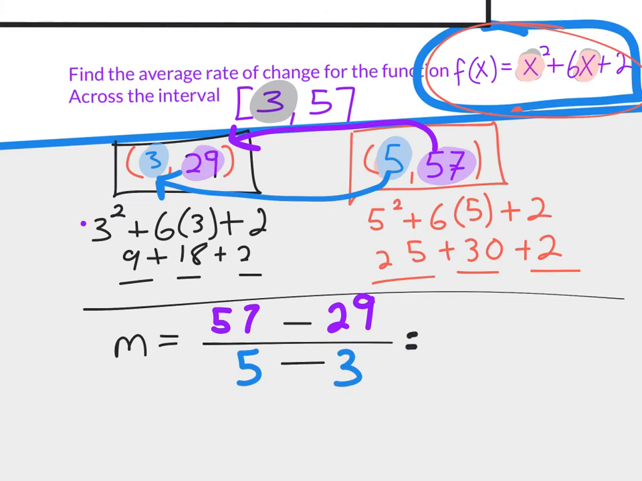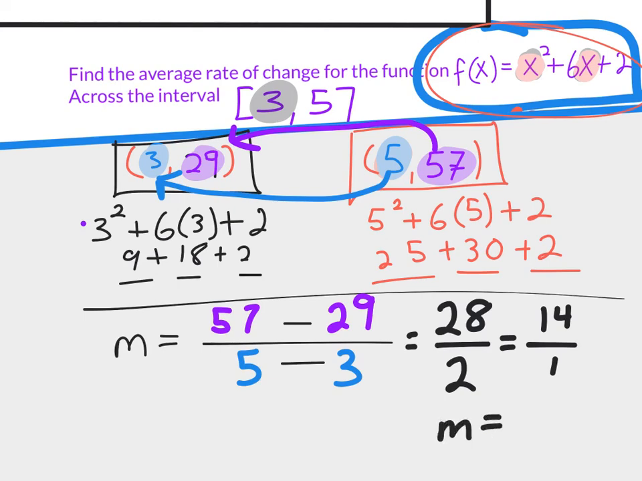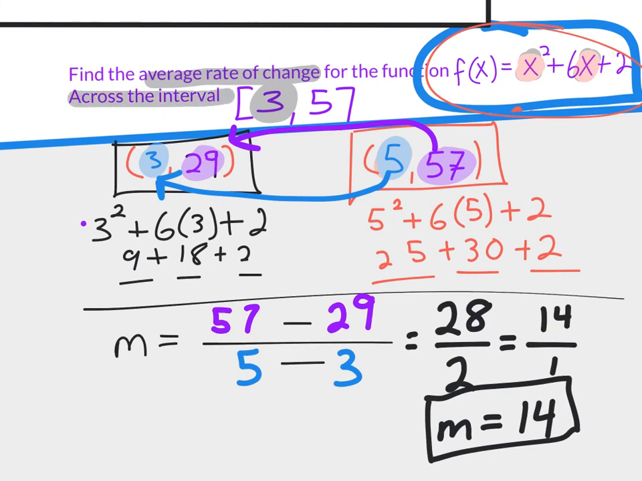All right. Okay, we might as well do the easy one first. 5 minus 3 is 2. And if I'm looking at the difference on these guys, 29 to 59 would be 30. So it's going to be 2 less than 30. So we're looking at 28. Okay, that's going to be 28 over 2, or 14 over 1, or I guess just 14. And what did I find here? I found my average rate of change for that function across this interval.